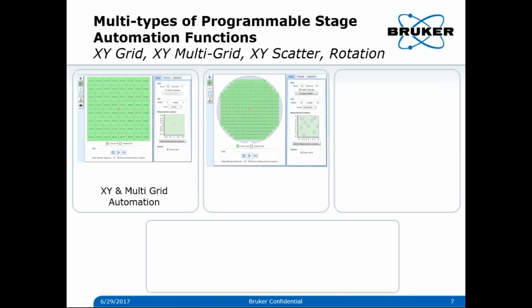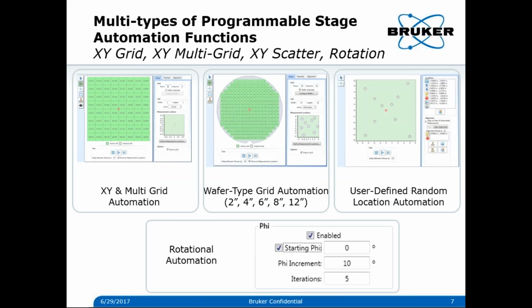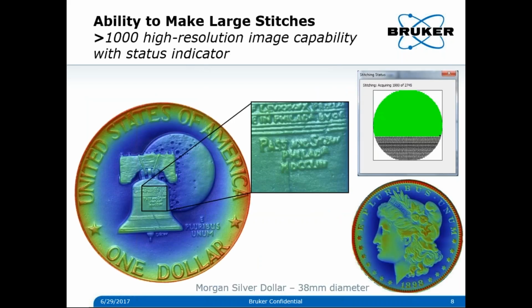So the Vision64 software, for the acquisition part, comes with a lot of automations. For example, you can program your system to automatically measure multiple points depending on your applications, for wafer type or for random locations. And we can also do stitching. For example, if your field of view is too small and you want to stitch a large area like a coin, you can program the system to capture the image.